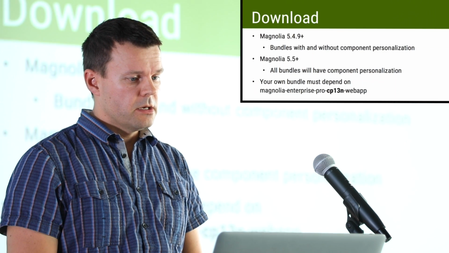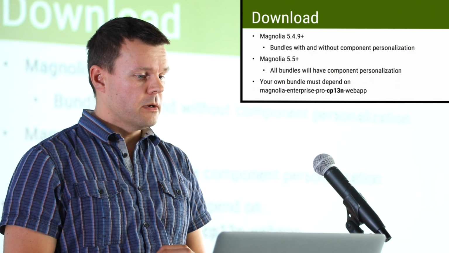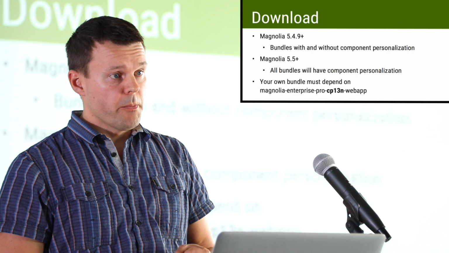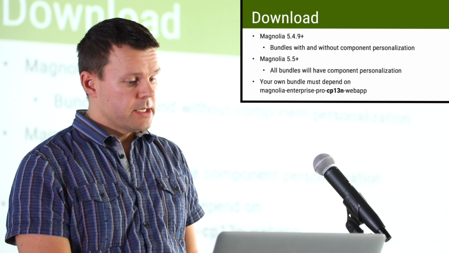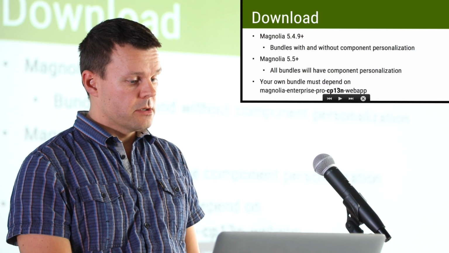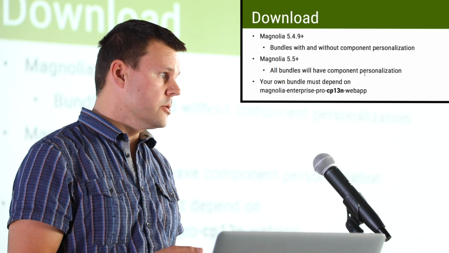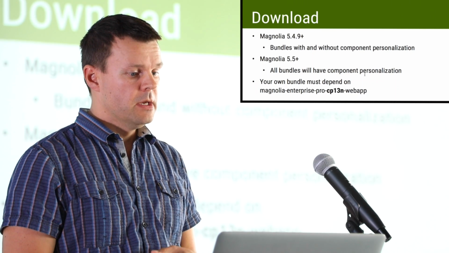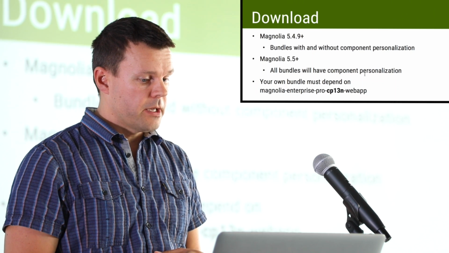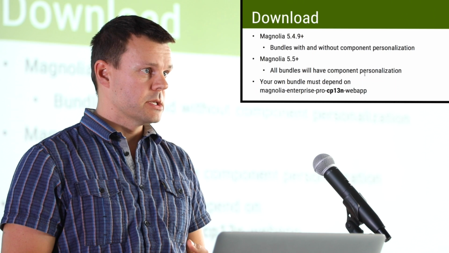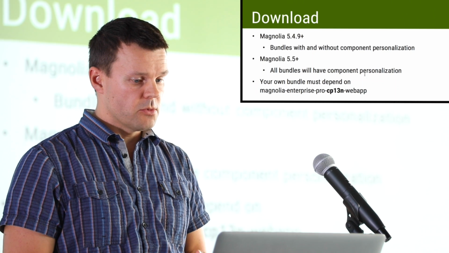And finally, when you're downloading Magnolia 5.4.9, there are bundles available with and without component personalization. And you can identify them by this CP13N indicator in the file name. So choose a bundle of whether you're interested in this feature or not. In Magnolia 5.5, we will start by having all bundles including component personalization. So there you don't have the choice anymore.